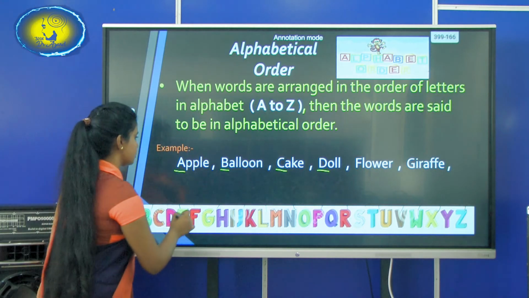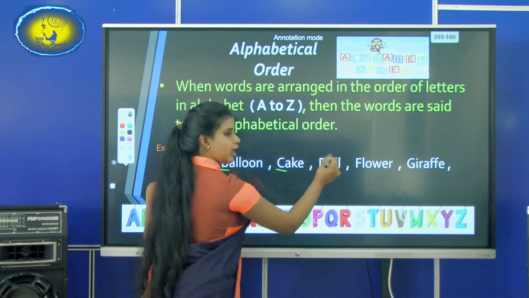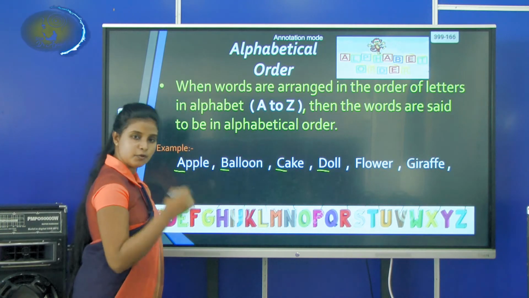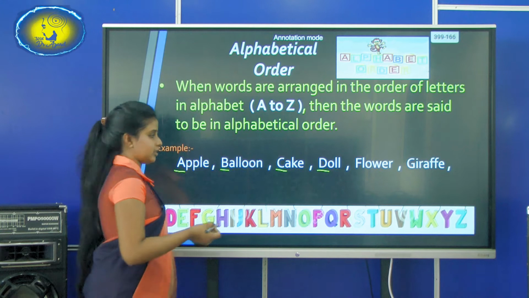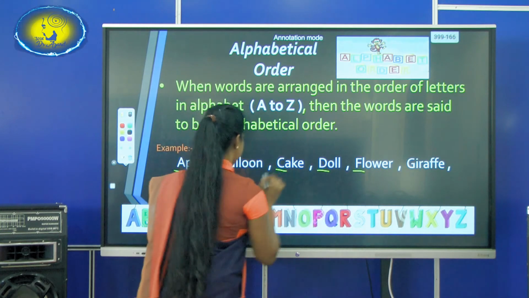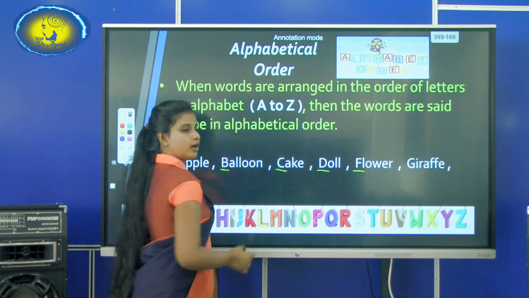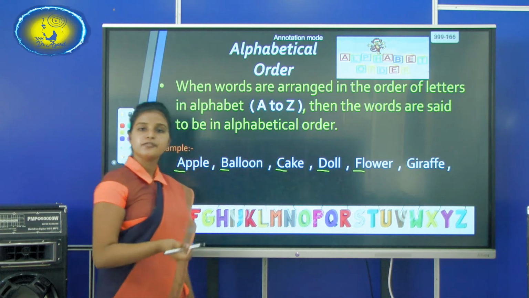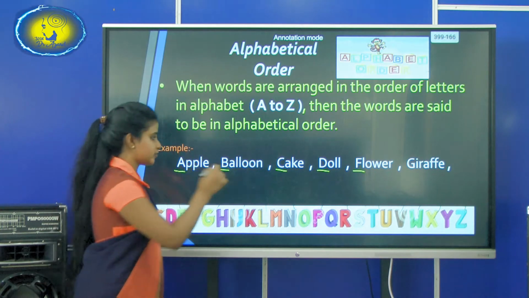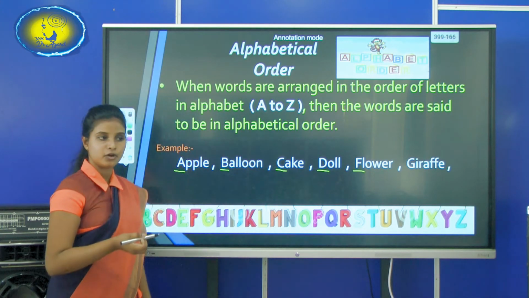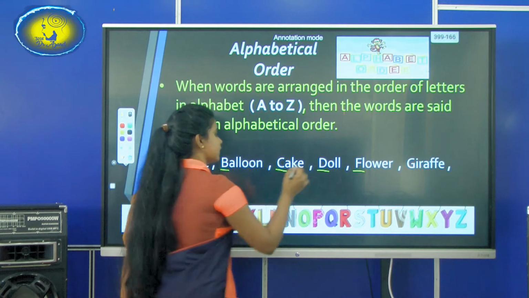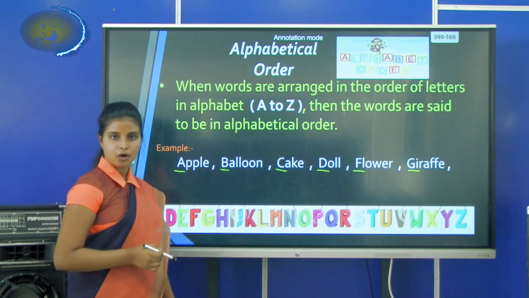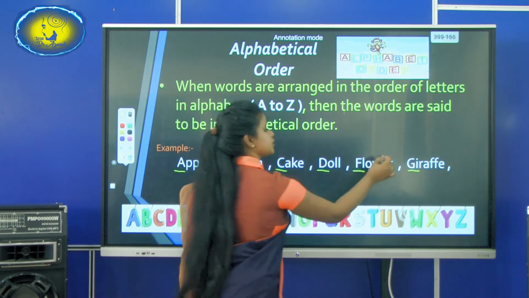Okay. Next, E. Do we have any word that begins with E, children? No, it's okay. Just forget it and move to the other letter. It is F. Here, F is there. Flower begins with F. So, after D, we can use F also. Okay, children. Next, G. After F, we have the letter G. So giraffe begins with the letter G.